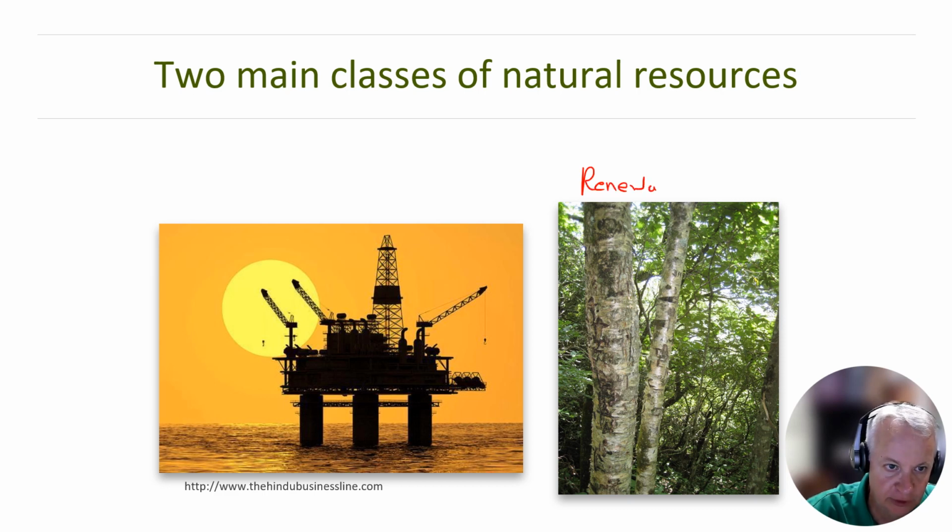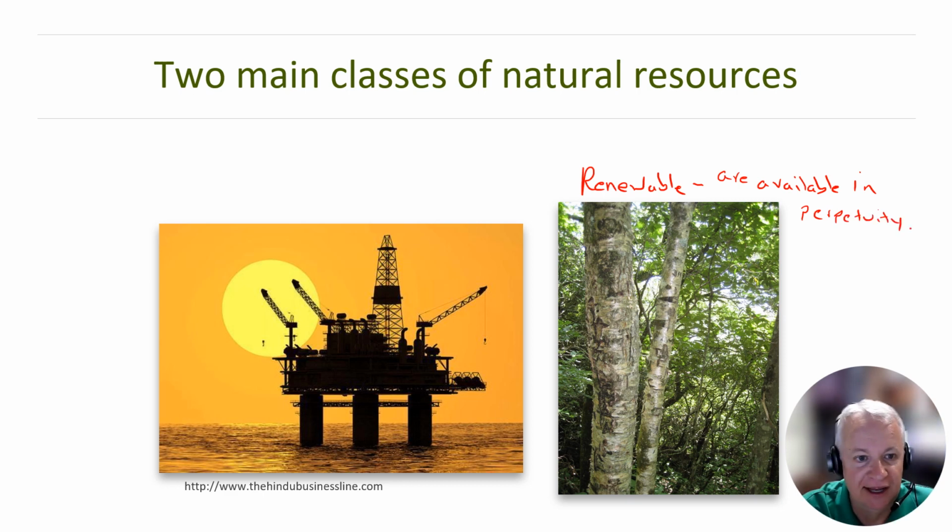So renewable natural resources are resources that in most cases are available in perpetuity. So they potentially could last forever. And we could use them again and again, and they're renewable. So things like forests, solar energy, water, and so on, those are all renewable natural resources.